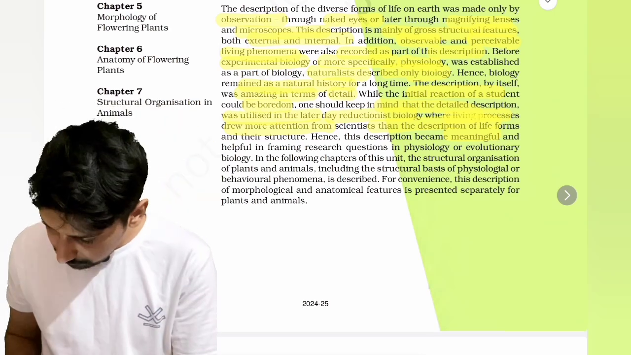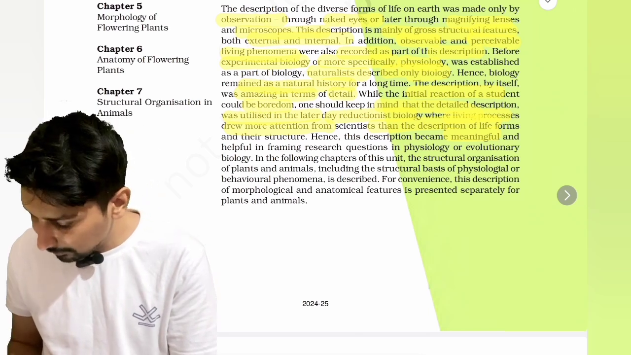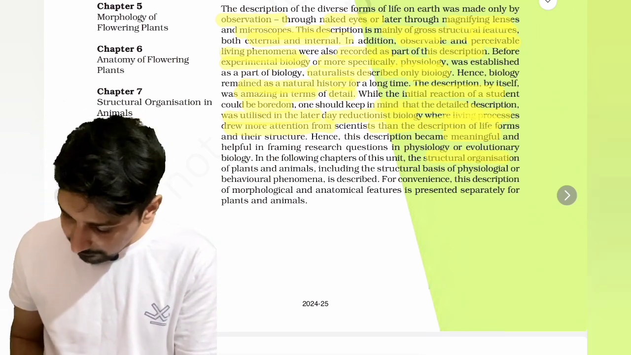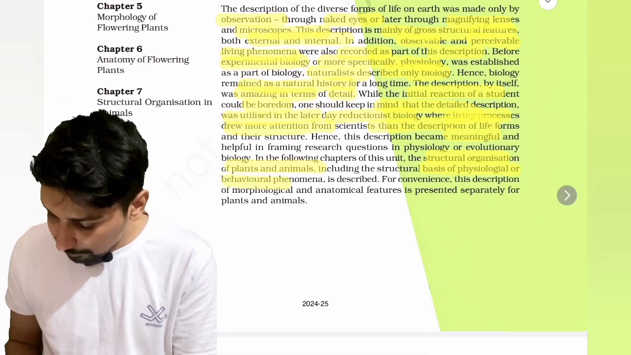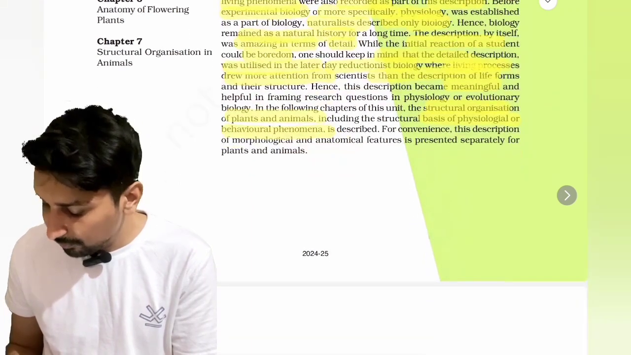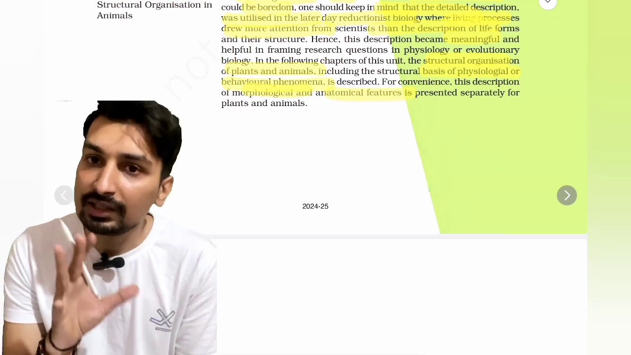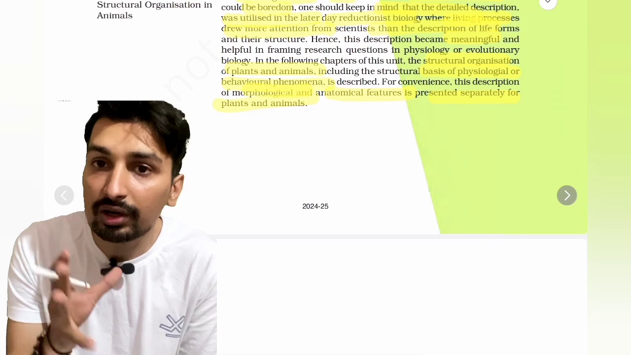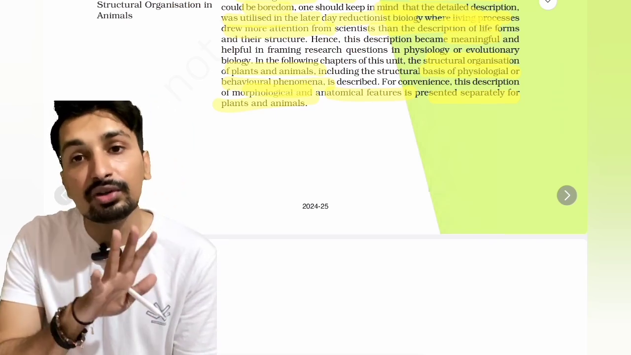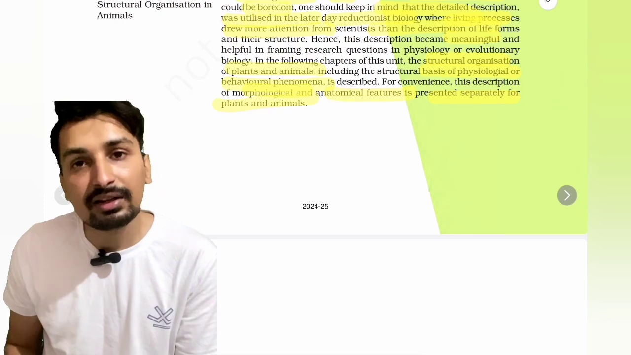So in the following chapters, you will be learning about structural organization in plants and animals. You are going to learn about physiological and behavioral phenomena. For convenience, the description of morphological and anatomical features is presented separately for plants and animals. Morphology means how the organism is looking from the outside. We are going to study that separately, whereas we are going to study anatomical features separately.